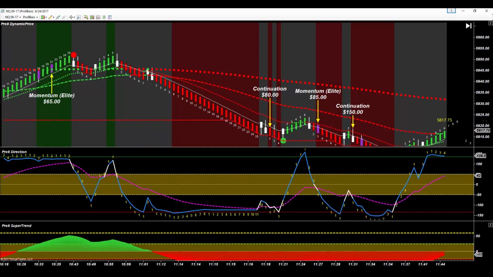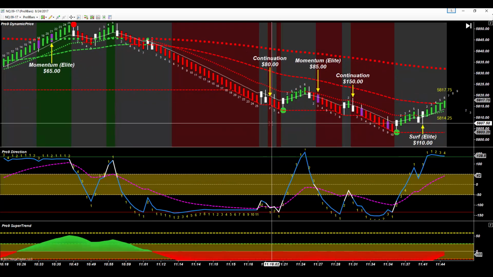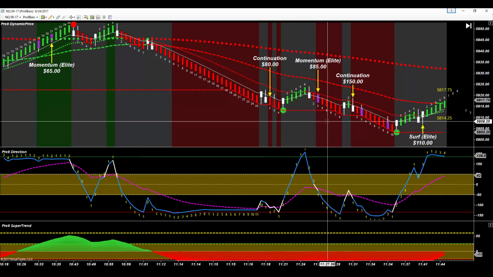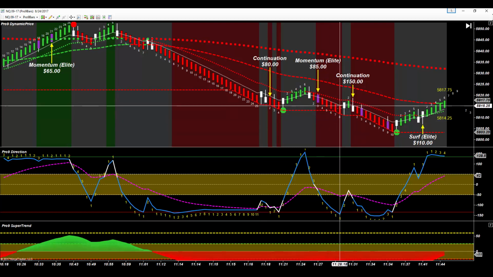No qualified trades for a while. Then we have a continuation short. This one hits profit target with the runner getting stopped out at break even. Then we have a momentum short. This one hits profit target with the runner grabbing 5 extra ticks by trailing at the high of bar 8 before it gets stopped out.